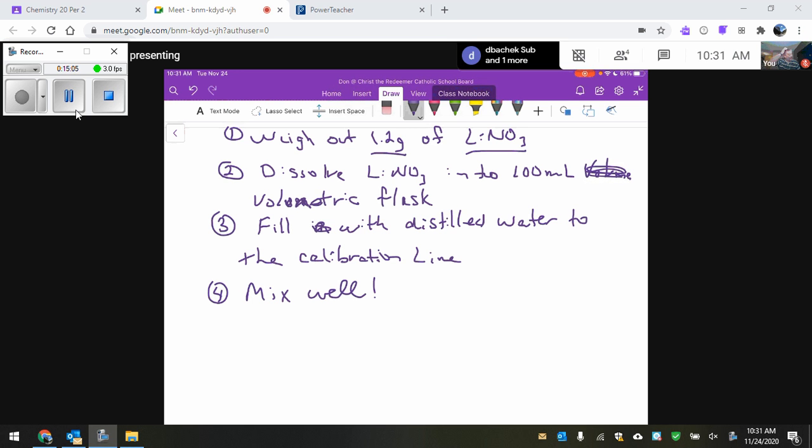We're going to do kind of the same thing coming up in the next part, but this is what we're looking at. Weigh out 1.2 grams of lithium nitrate. We're going to dissolve that lithium nitrate into a 100 milliliter volumetric flask. Again, if we had to make 250 milliliters of solution, we would change that to 250. But again, we're assuming it's 100. Fill with distilled water to the calibration line, and we're going to mix it well. Okay, and that's how we make a standard solution. And again, there's a little bit more to it. We'll talk about that tomorrow when I get back. Okay, good.